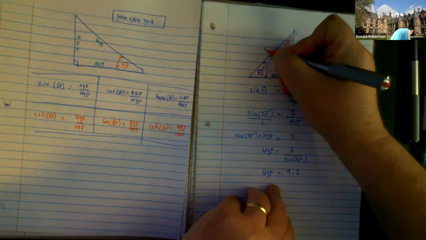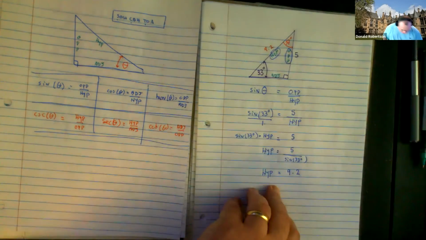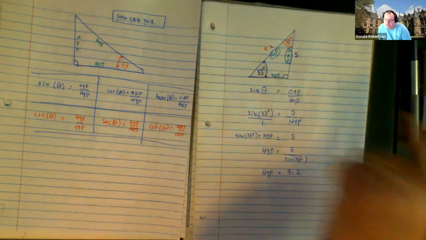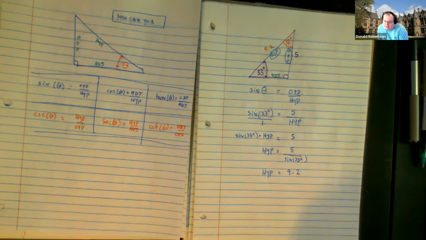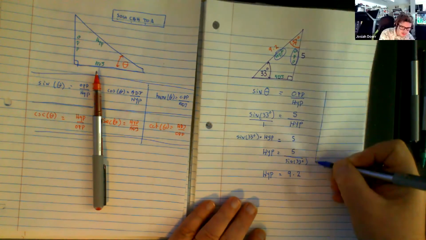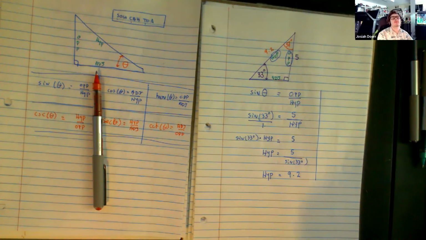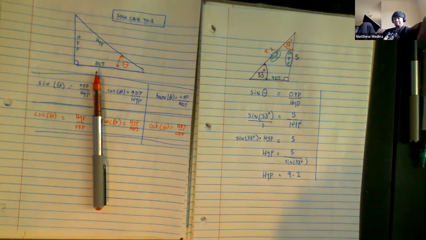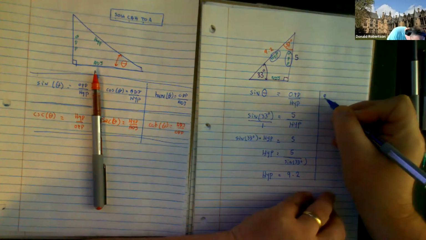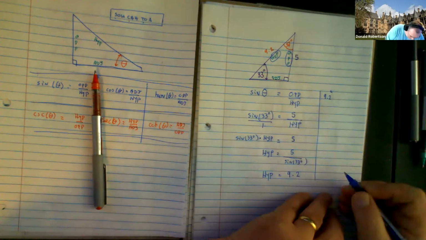I now know that side. There's only one side left to find, the adjacent. How do you think I could do that? Any suggestions? Pythagoras theorem. Yeah, Pythagoras theorem works. So, you knew what it was, you just couldn't remember what it was called, right?